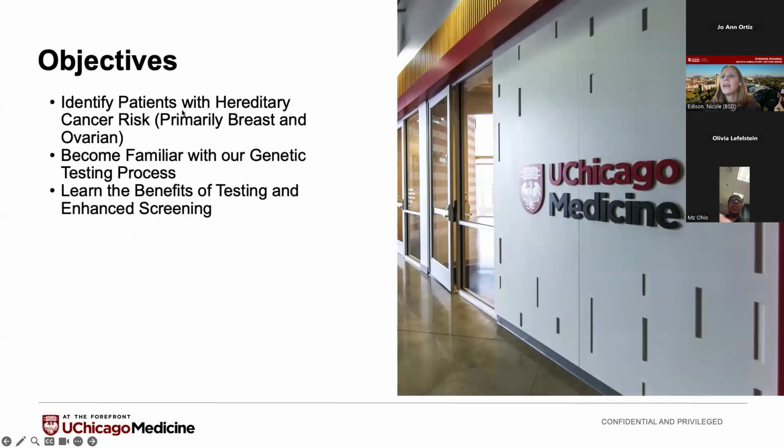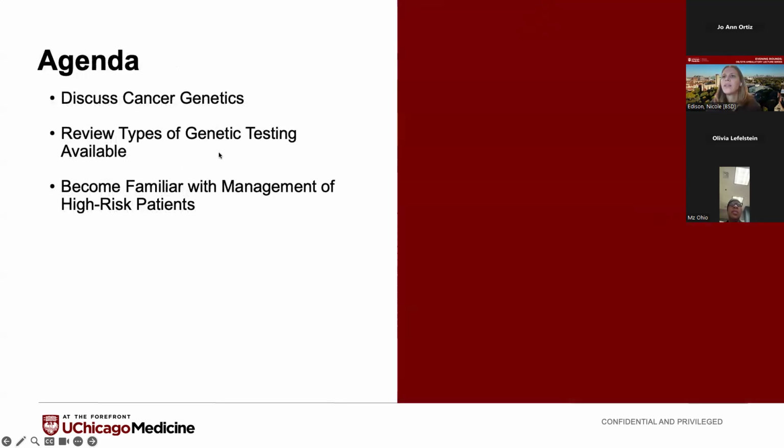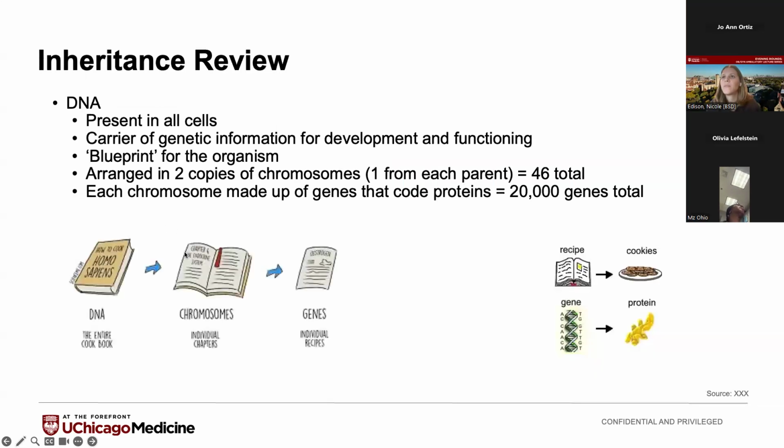So the objectives today are to identify patients with hereditary cancer risk, and this is going to be primarily looking at breast and ovary, become familiar with our genetic testing process, and learn the benefits of testing and enhanced screening. So we're going to go through cancer genetics, review the types of testing, and look at our management.